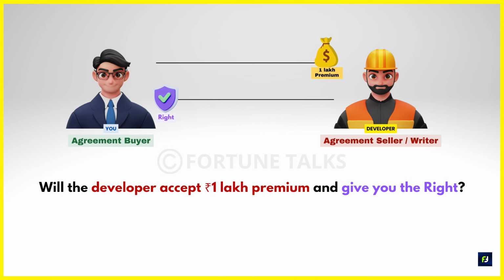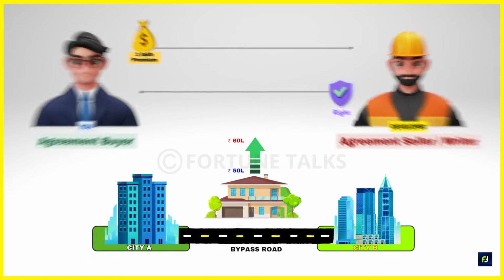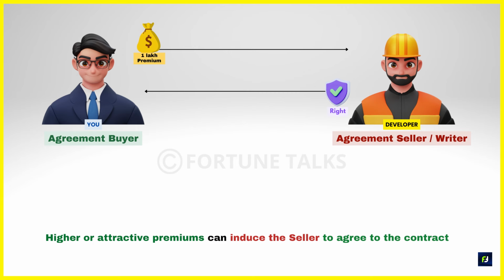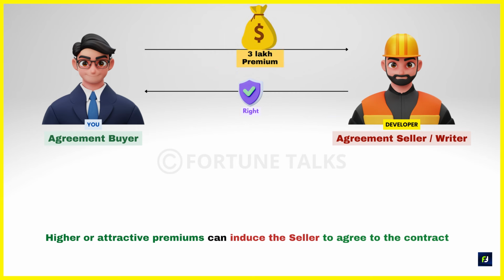Most probably, he will turn down the offer because he knows there is a good chance for the bypass road to come up and therefore the land prices would increase. This will in turn increase the value of the house. However, because there is still an element of chance regarding when the road will be sanctioned, the developer might be willing to take a risk provided the premium is more attractive. Maybe he would consider the agreement attractive if the premium was 3 lakhs instead of 1 lakh.